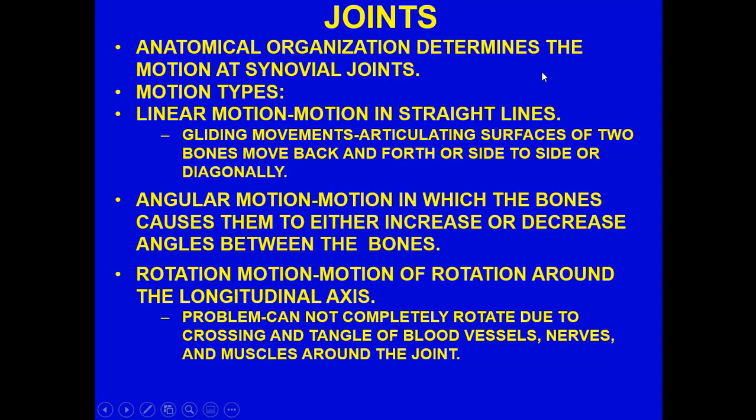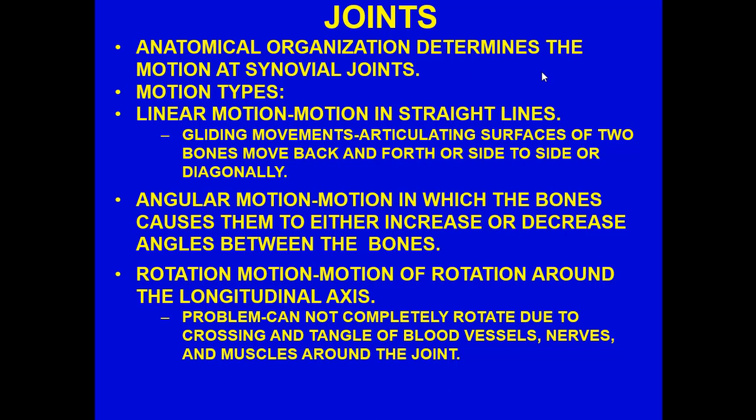Anatomical organization determines the motion at synovial joints. So motion types, we're going to talk about linear motion, angular motion, rotational motion. Linear motion is the motion in straight lines. Gliding movements are the key point. Articulating surfaces of two bones move back and forth or side to side or diagonally. Angular motion, the motion in which the bones cause them to either increase or decrease angles between the bones. For example, flexion versus extension at the elbow point.